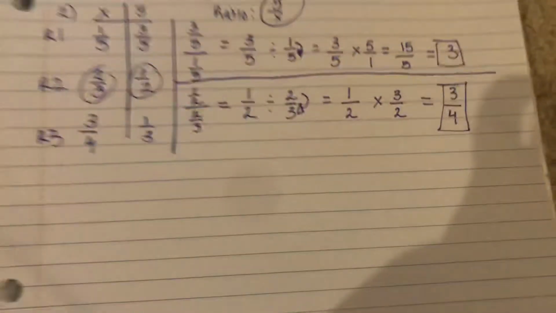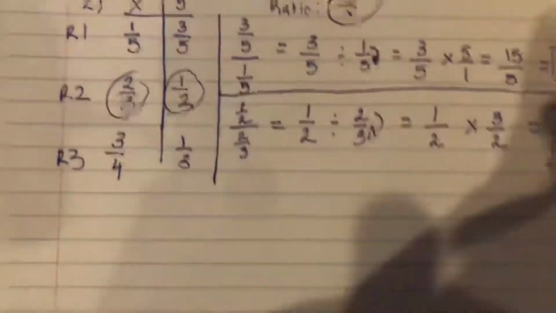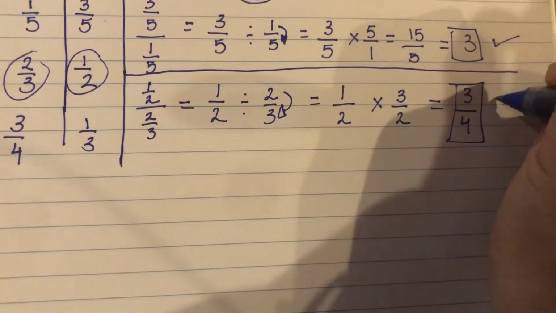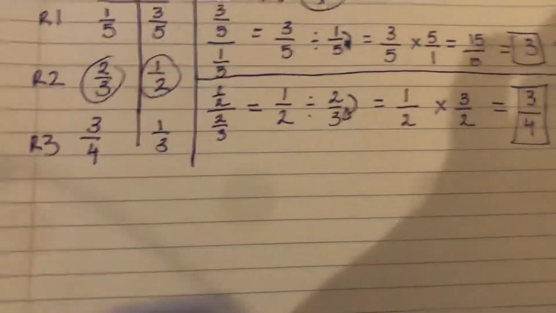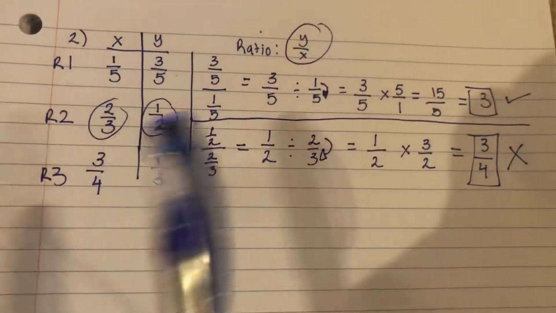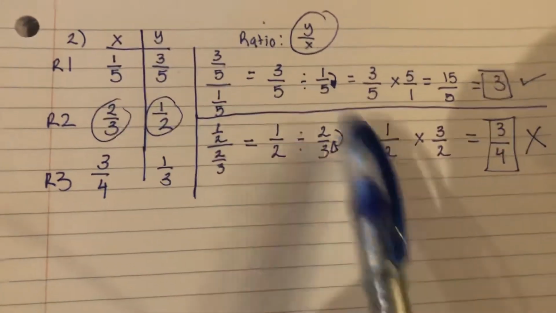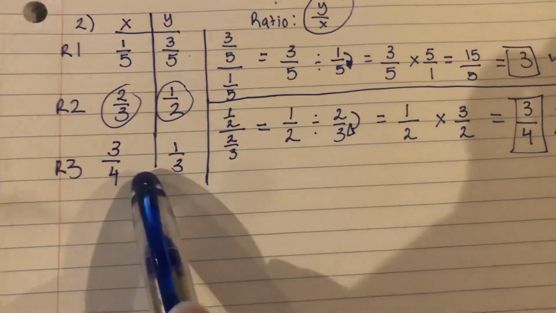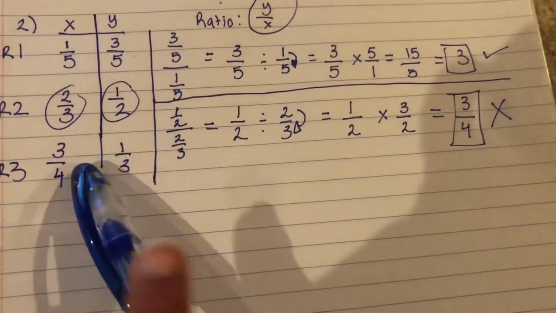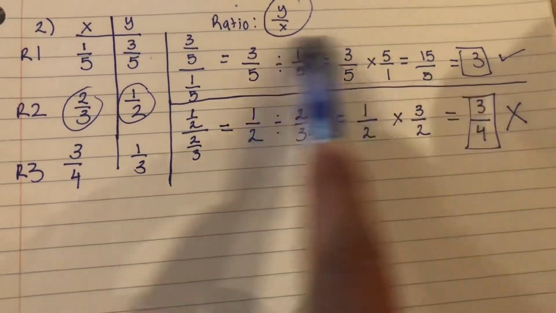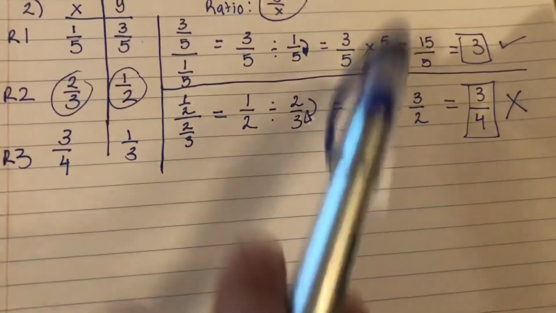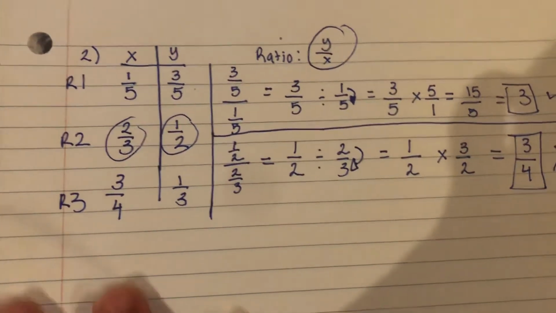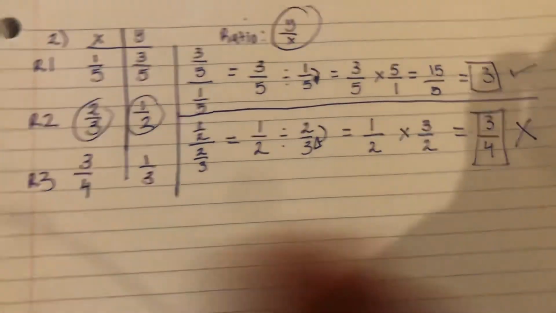Okay, so for this example, this is 3. This is 3/4, which means this table is not proportional. So I do not have to keep going and test out ratio 3 because honestly, I'm already done. All of these two already don't equal each other, so I already know that this table is not proportional. So to save time, I could just stop.